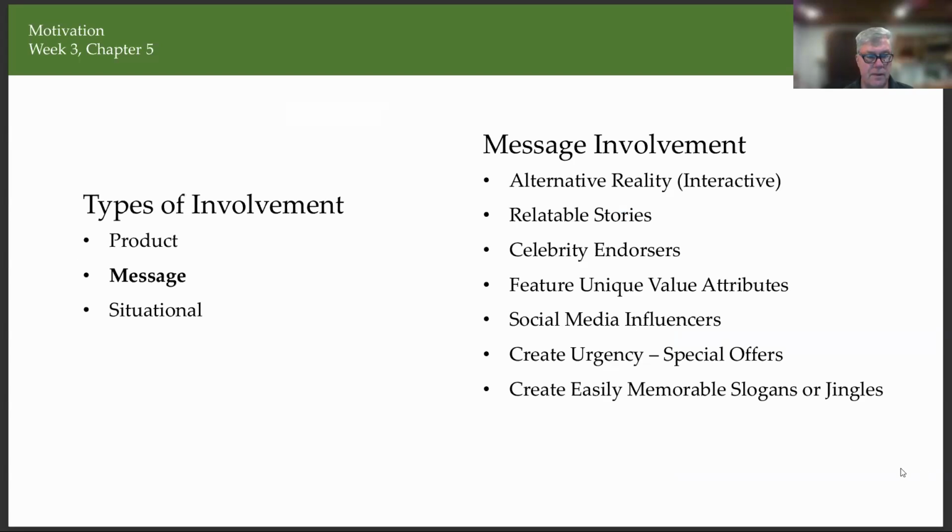Types of involvement, the message. Message involvement includes alternative reality, as we saw, I think, last chapter. Relatable stories you've heard or seen, celebrity endorsers, feature unique value attributes, social media influencers, messages that create urgency, special offers, easily memorable slogans or jingles. These are all types of message involvement that consumers are receiving on an hourly basis.